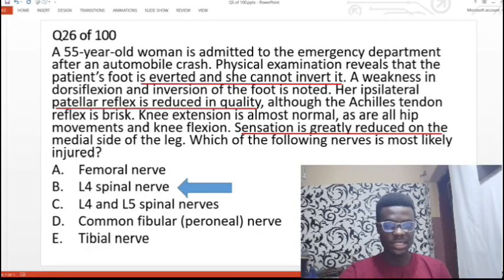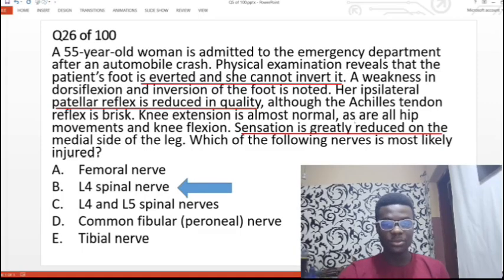Let's go back to the question. They said the knee extension is almost normal, as are all hip movements and knee flexion. Knee extension is controlled by the L4 and the L5. The L4 is affected, but the L5 is not really affected. That is why it is almost normal. It is not totally lost because the L5 is still supplying it to an extent. The L4 is already affected, but the L5 is still working, so it is almost normal.